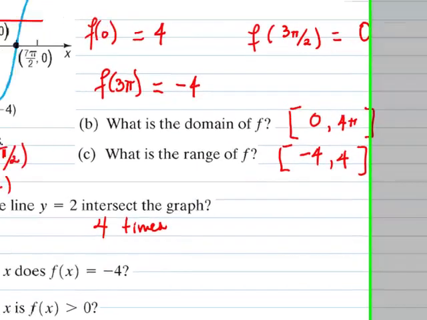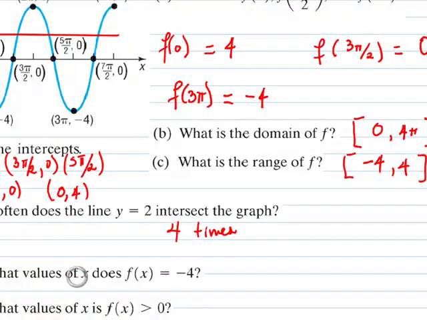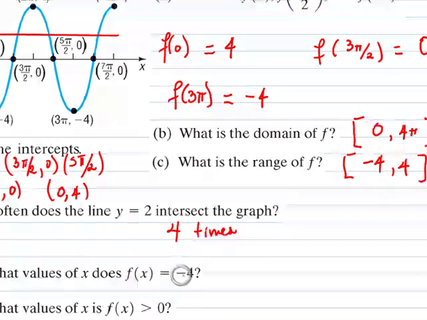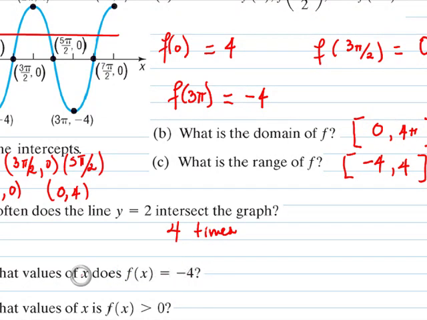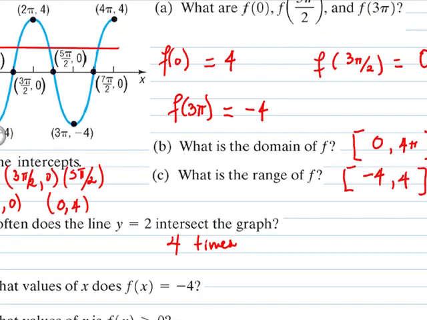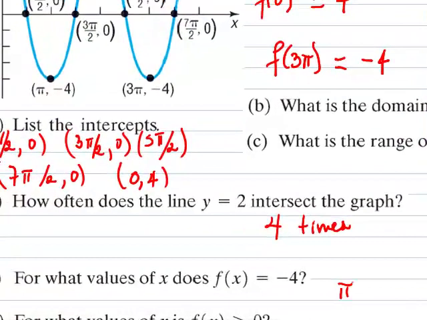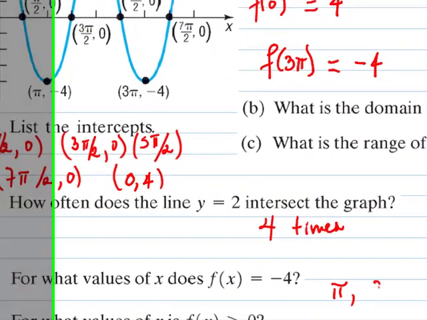Our next question is, for what values of x does f of x equal minus 4? They're asking you what is your x value when y is minus 4. When we look at the graph, when y equals minus 4, we have x equal to pi, and then x equal to 3 pi.